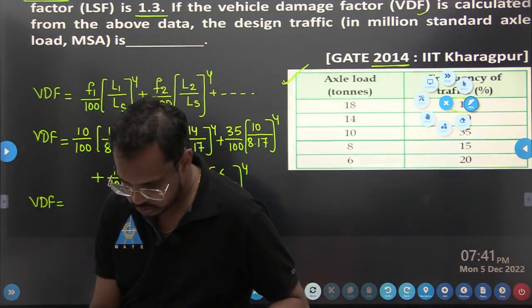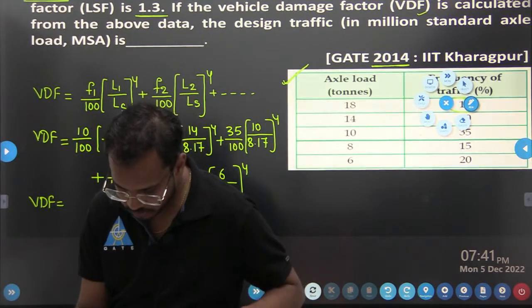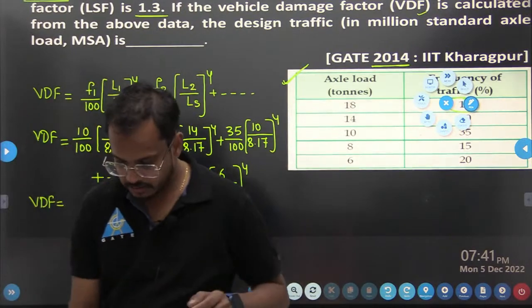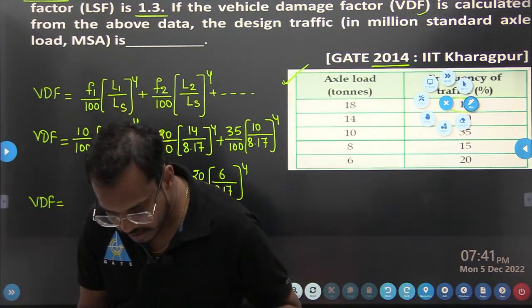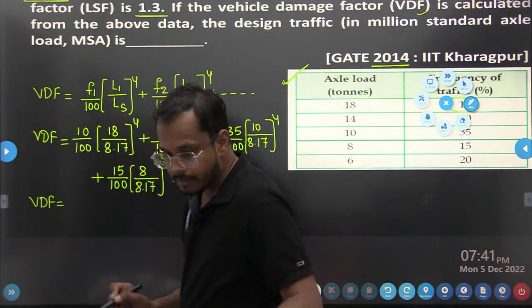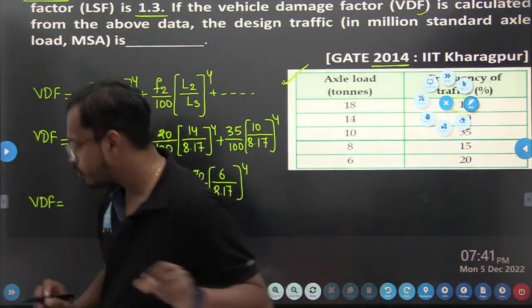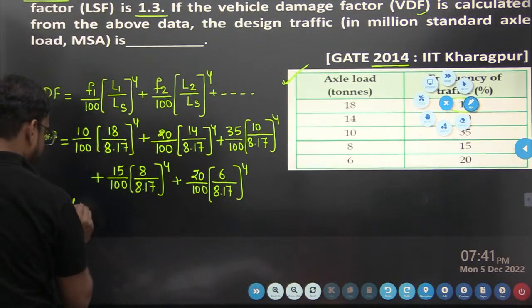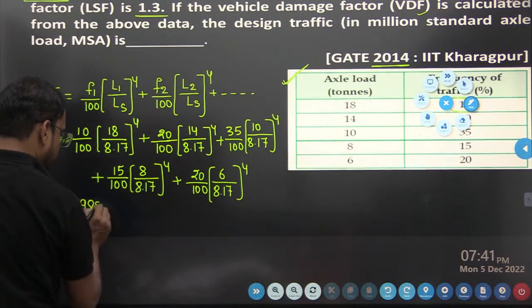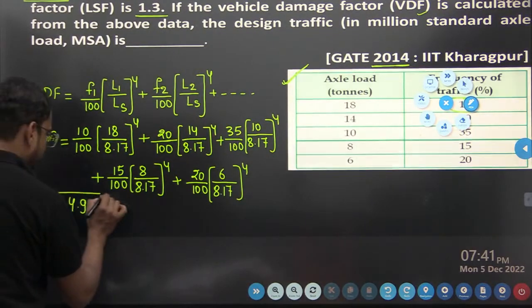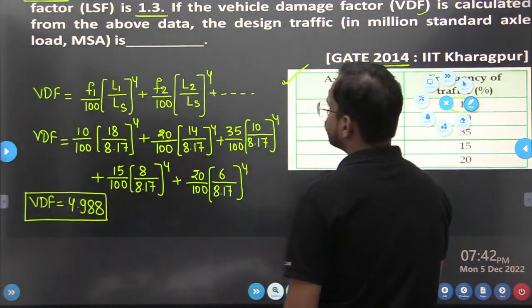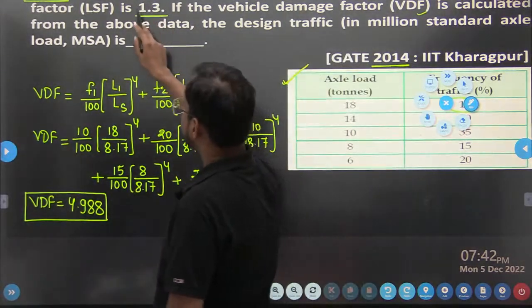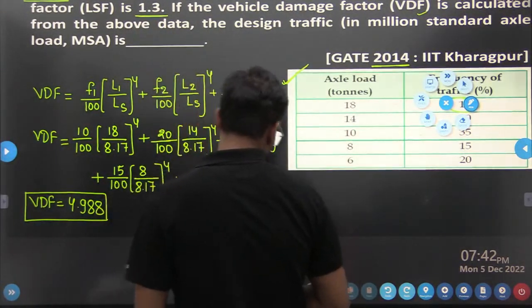Frequency is 10%, 20% is given. That means question number 43. So the value of vehicle damage factor is 4.988 after calculation. It is the value of vehicle damage factor, and lane distribution factor is directly given in the question, 1.3.